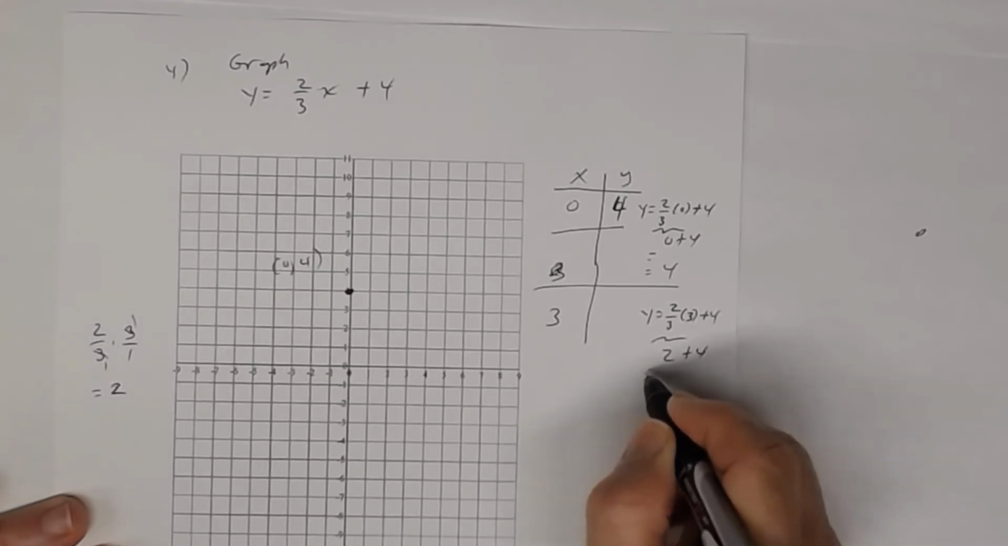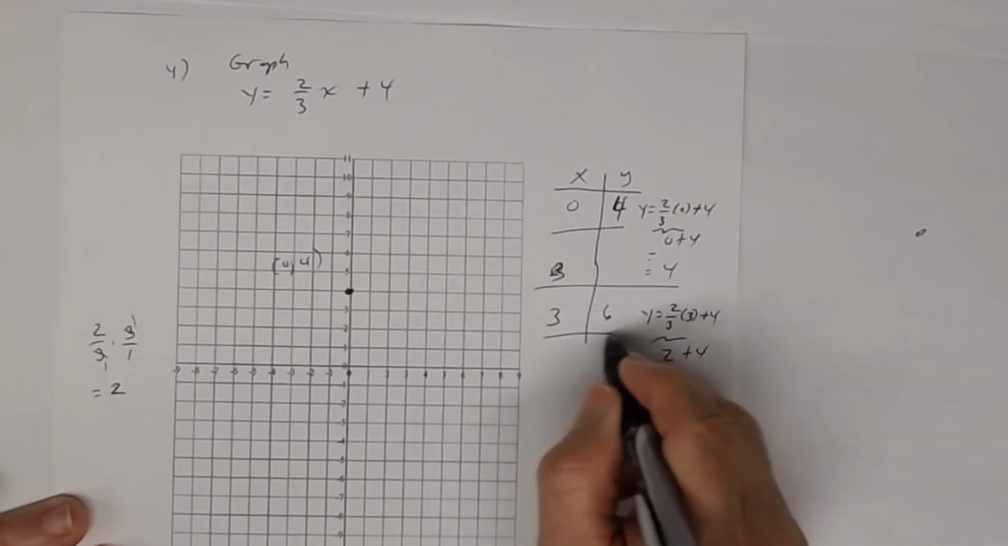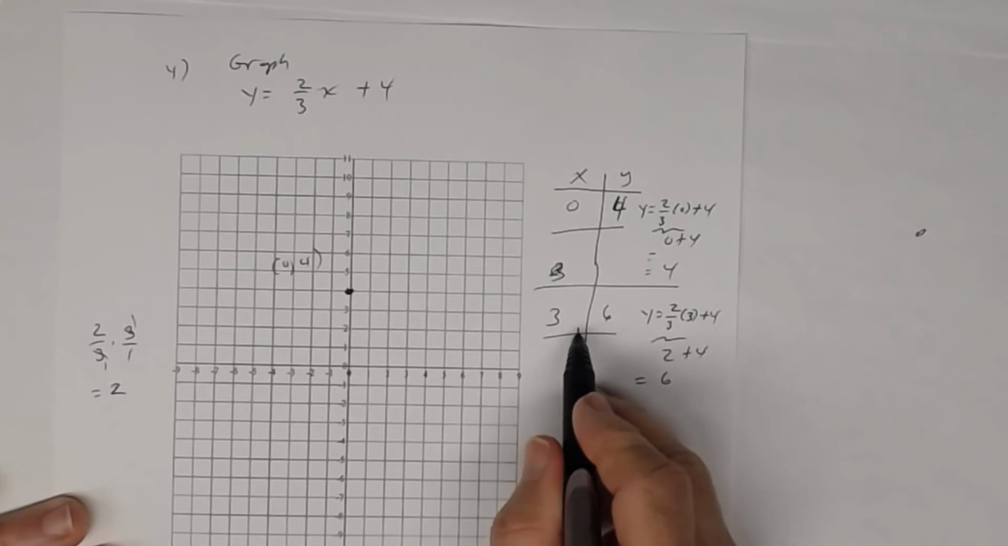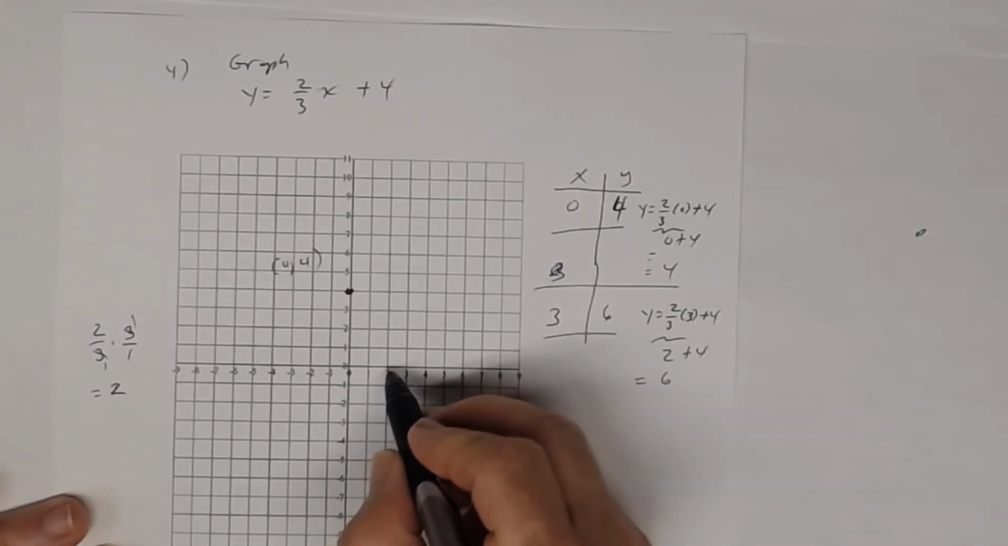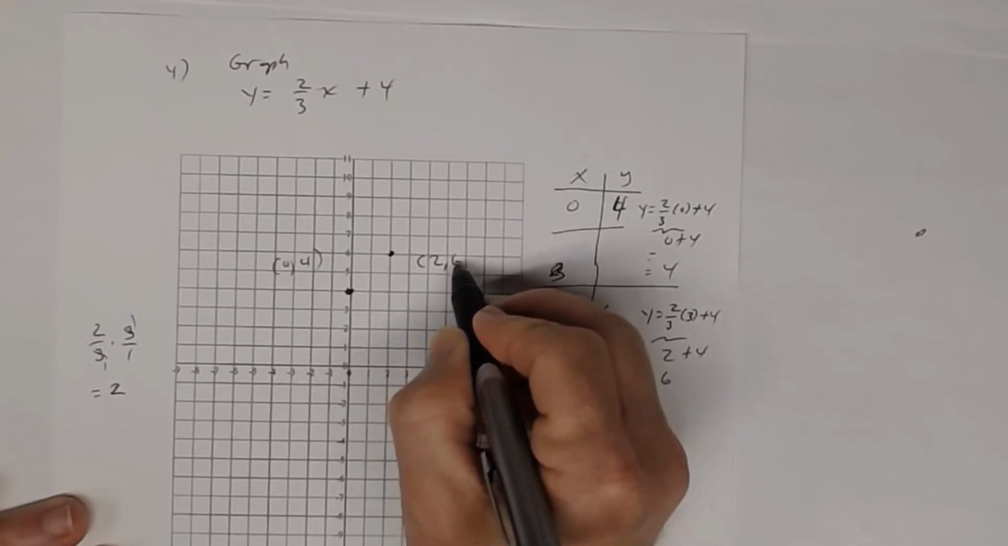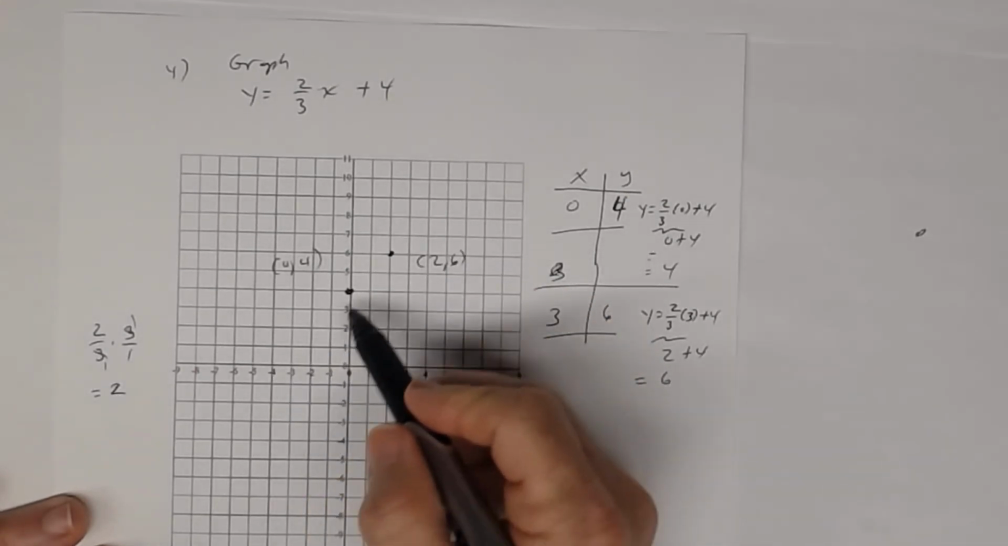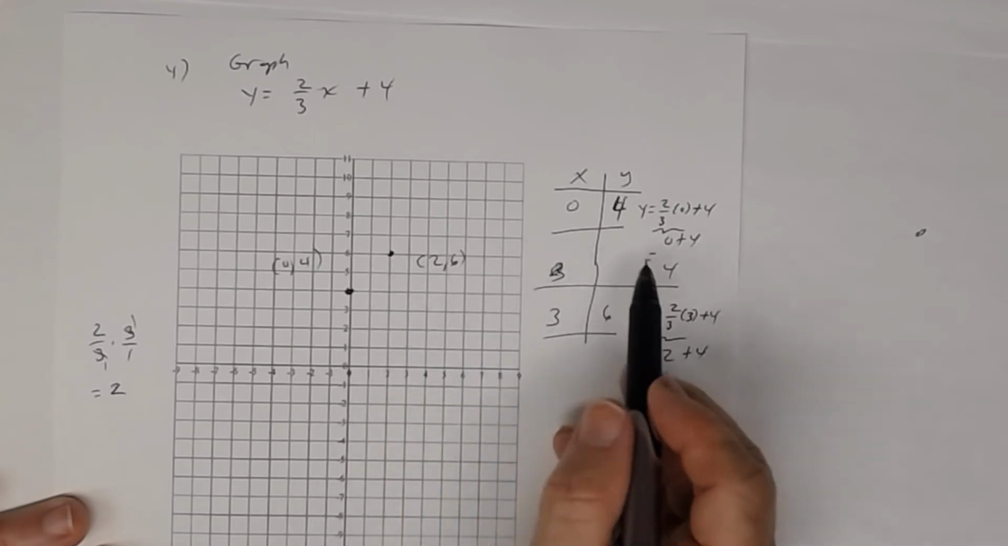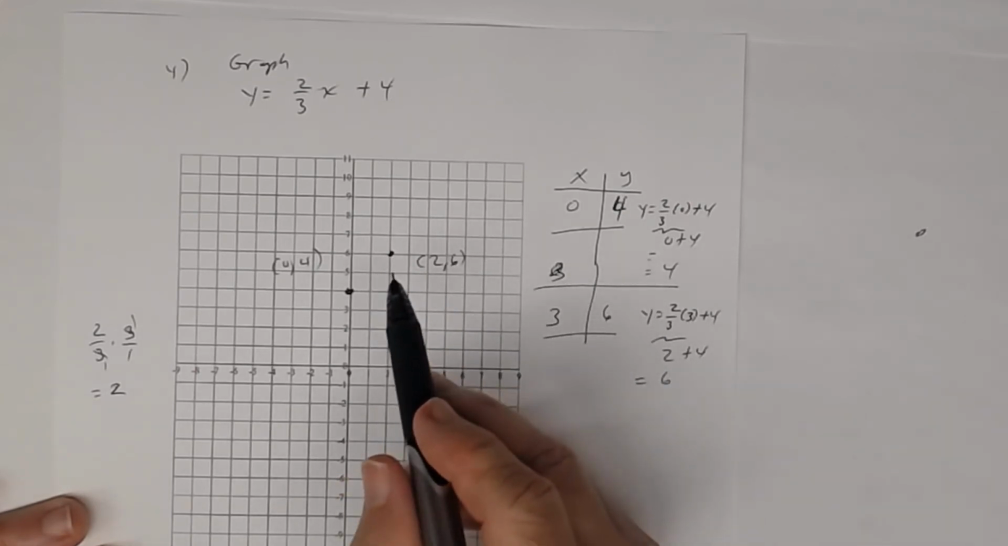And what's 2 plus 4? 6. So I'm going to plot the point 3, 6. There's another solution. So I'm going to plot it. So 2, 6, to the right 2, up 6. So there's the point 2, 6. Now don't draw your line just yet, because I could have made a mistake on one of these. So let's plot one more point.